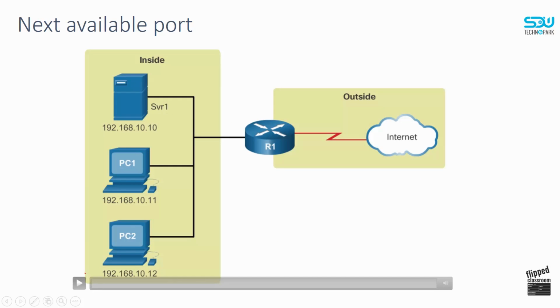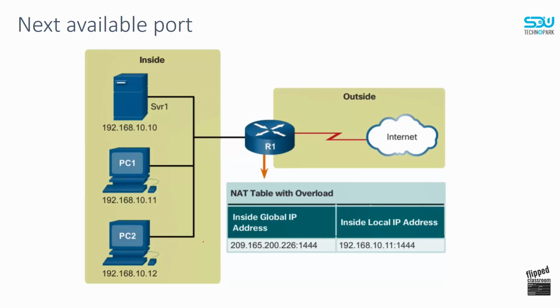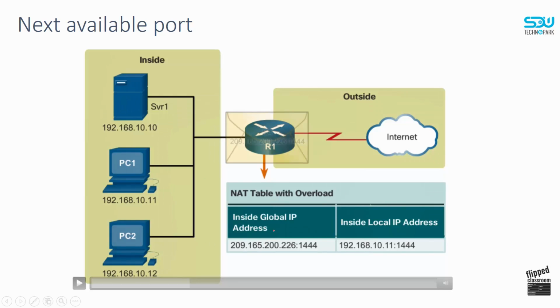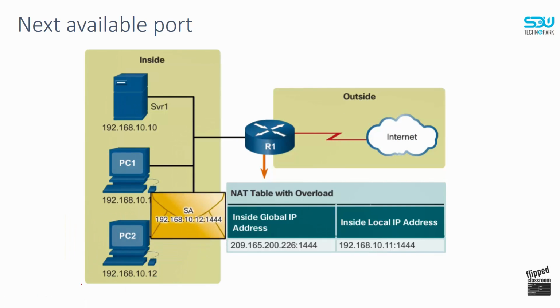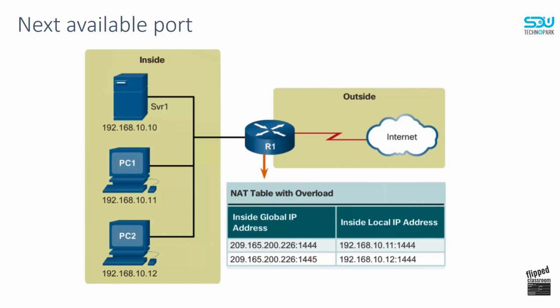Next, available port. Sometimes it can happen that two same source ports are used by computers. So as you see in this example, our inside global IP address is now 226 with the port number 1444, due to the fact that our local socket had this port number. And when we have the situation that another equipment tries to make the same request, but from a different IP address, using the same port number, what will the router do? The router will make a translation from this port to the next available port. So the next available port in this example is 1445.